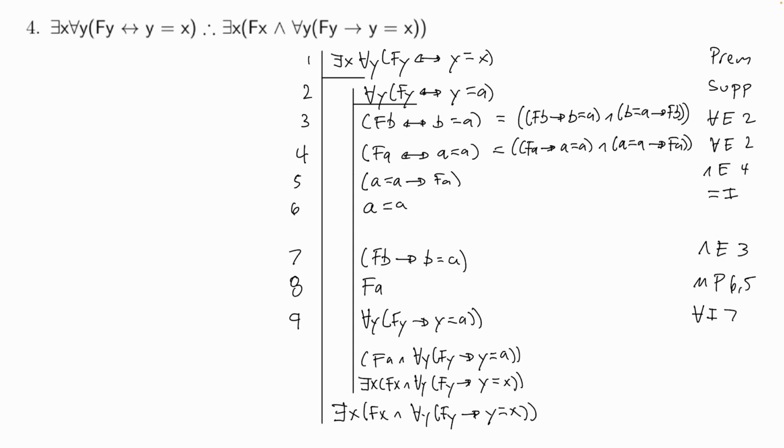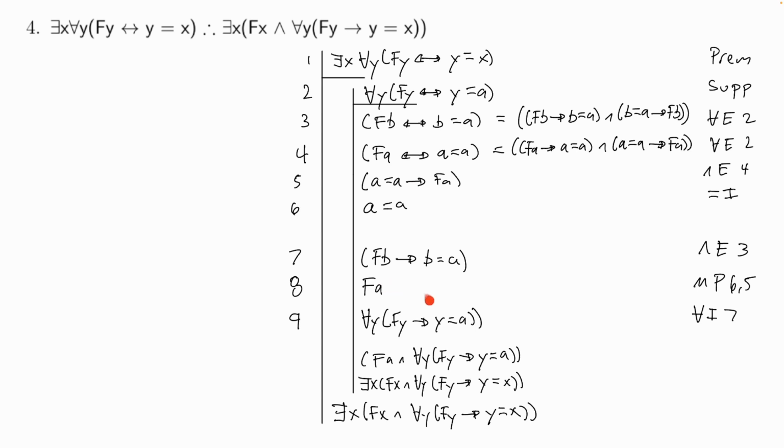Right? Crucially, the name B does not appear in any live assumptions for this line. A appears in line 2, which is one of the live assumptions for line 7, but B does not appear in line 2 or line 1, which are all the live assumptions for this line. So we can universally generalize on B here. So that's why it's legitimate for us to get this from line 7 using universal introduction.